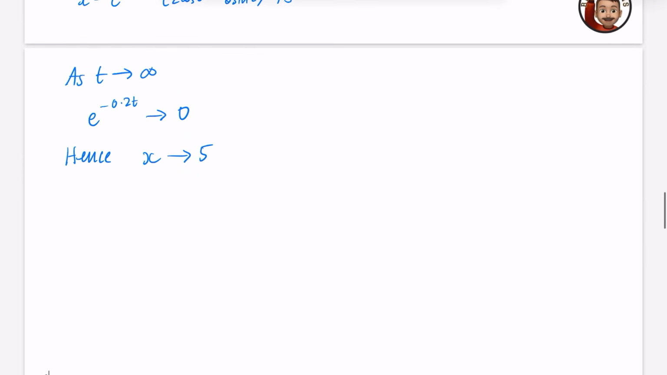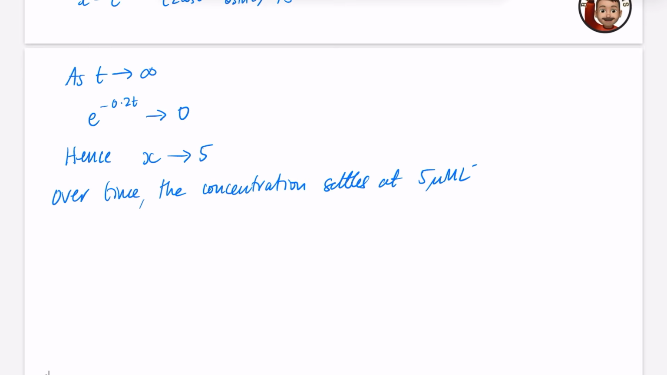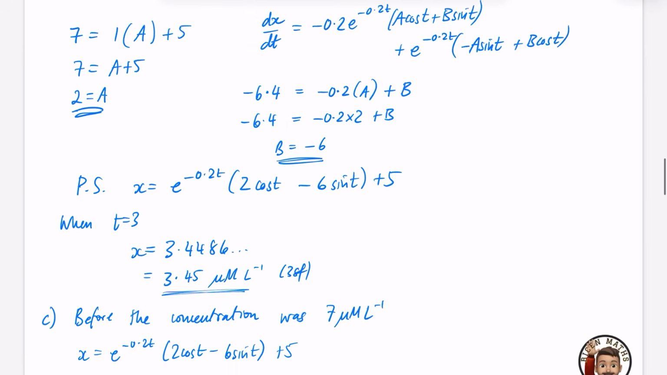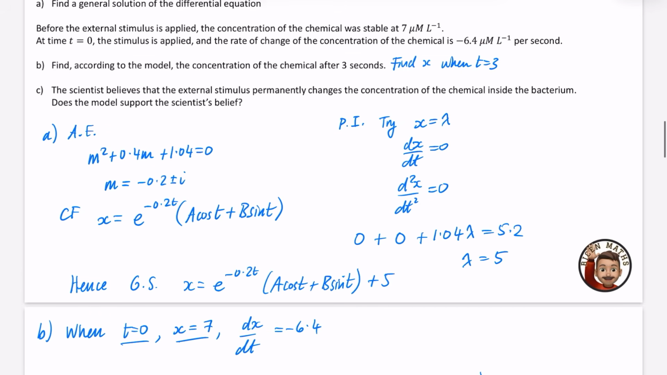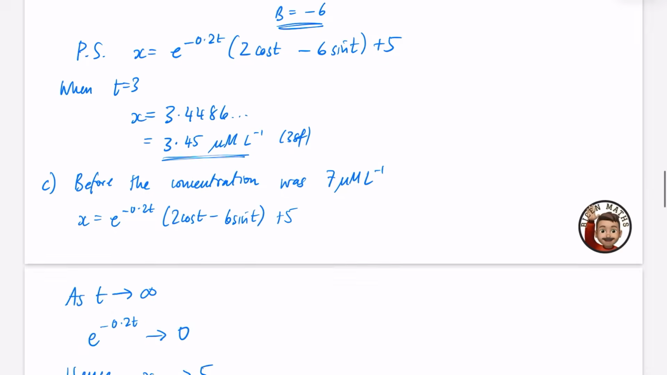So we can now answer and say, over time, the concentration settles at 5 micromoles per litre, meaning that it has changed permanently. Let's see what they've said as the wording in the question. Does the model support the scientist's belief? Well, it was 7 micromoles before. Something has happened through this process. The model does support it. They said it permanently changes the concentration. Yes, it's actually decreased it.